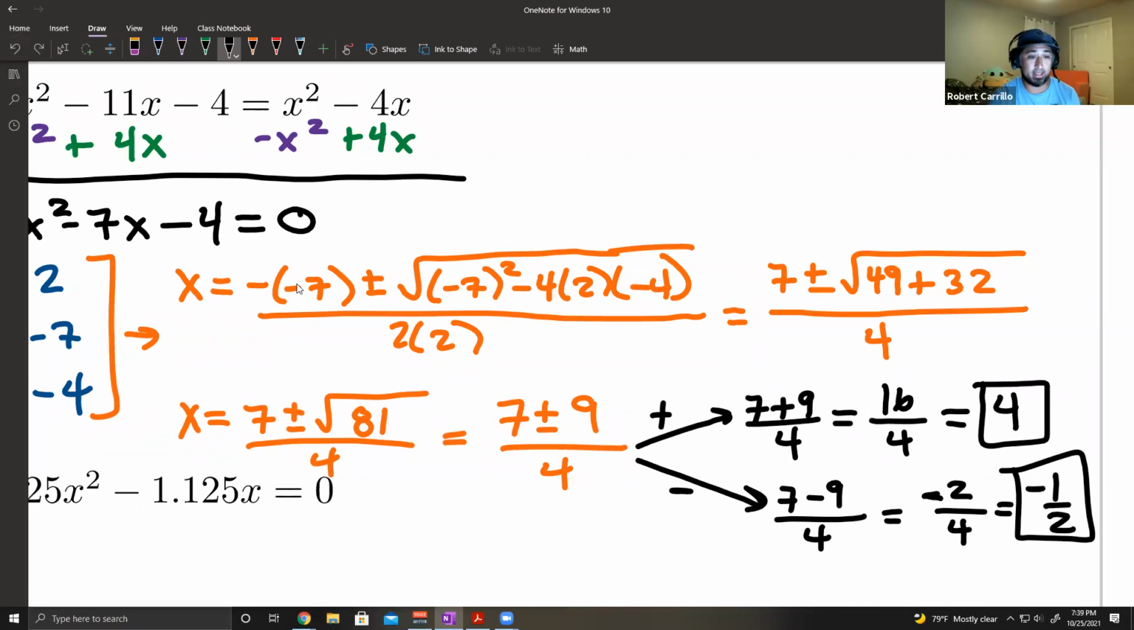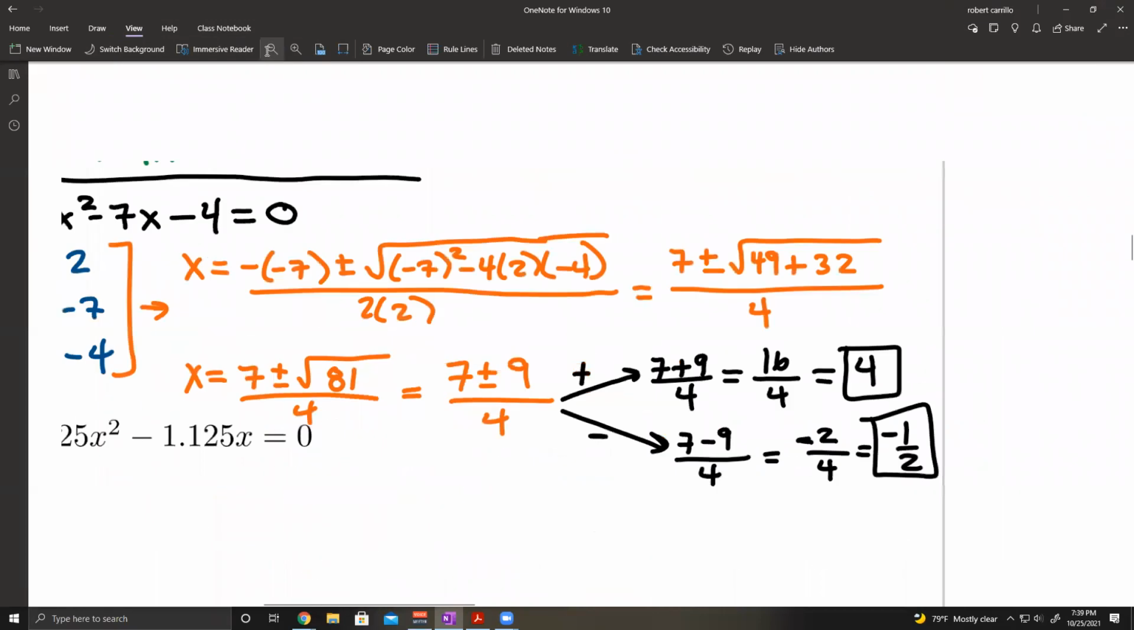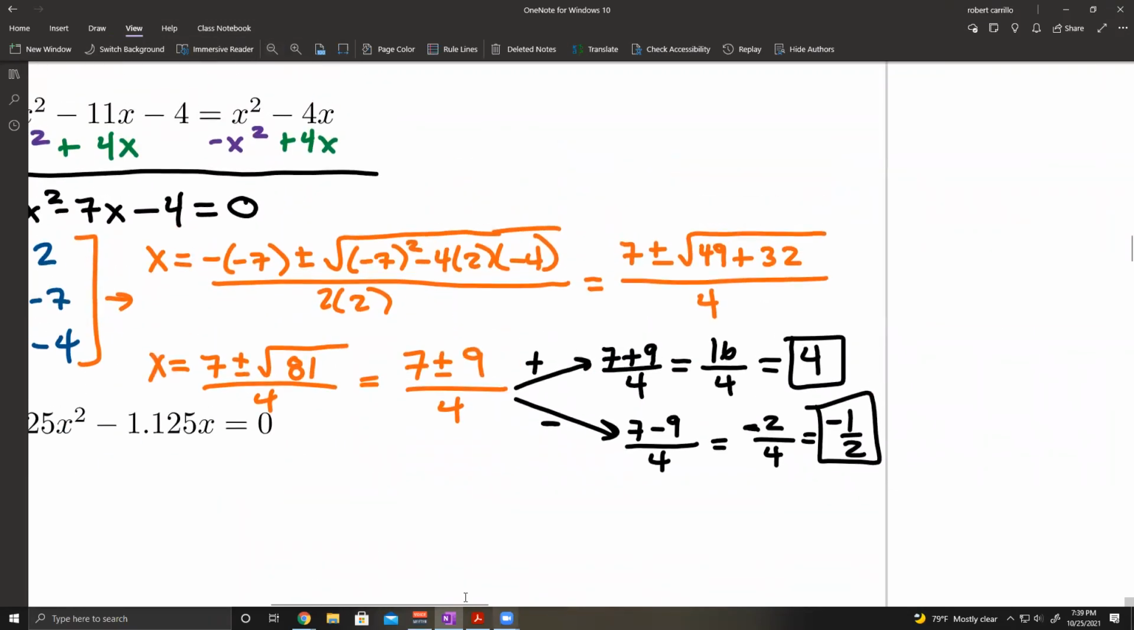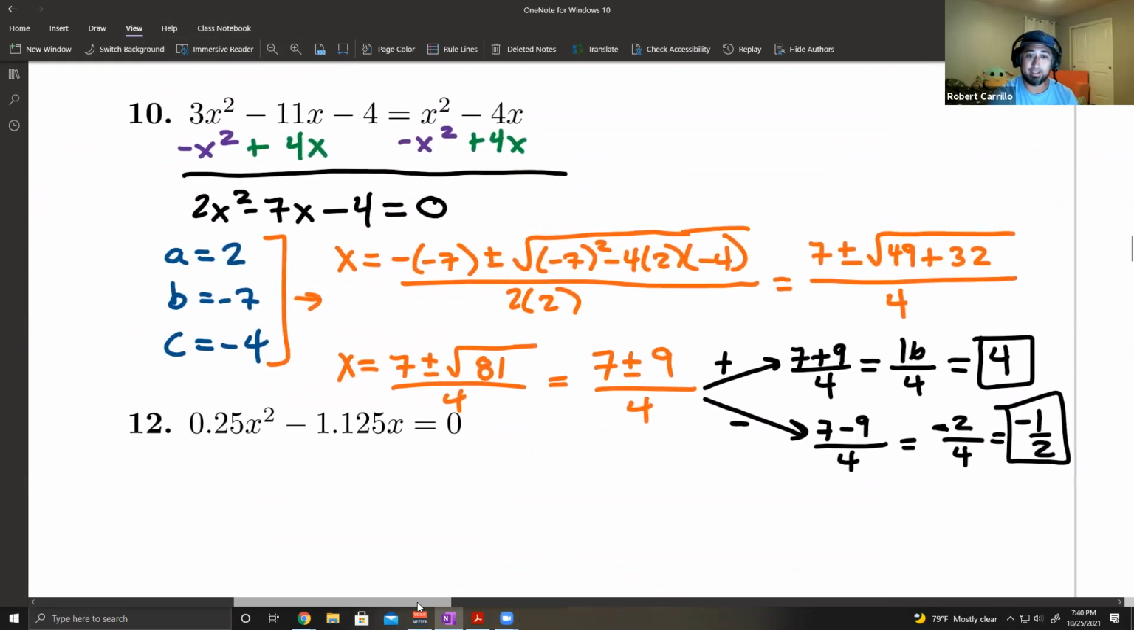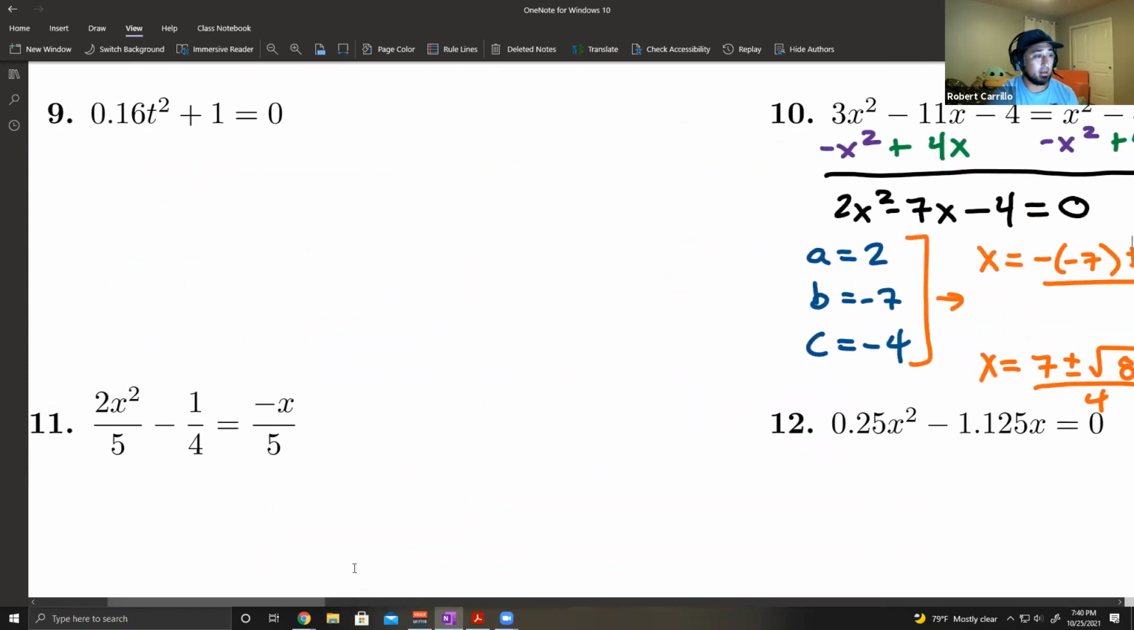So if this was like 7 plus or minus the square root of 9 over 4, we would have to keep breaking it down. Goodness. Okay, let's hope all of them are clean like that, but I doubt it for your homework. Homework, we only should have 4 problems to do. That's nice. All right, cool. So everybody's good with that.